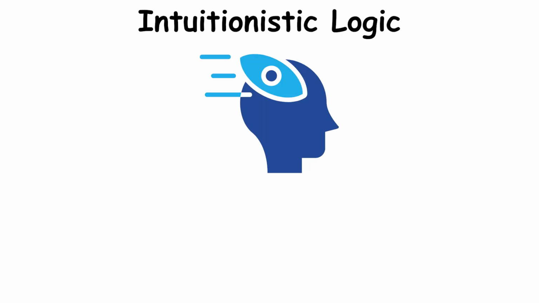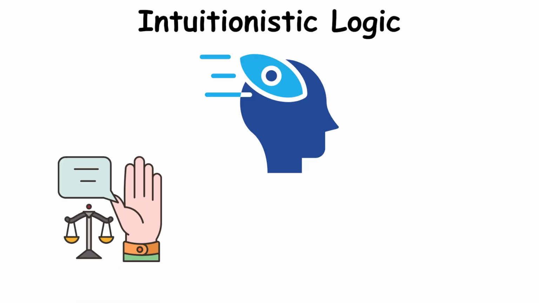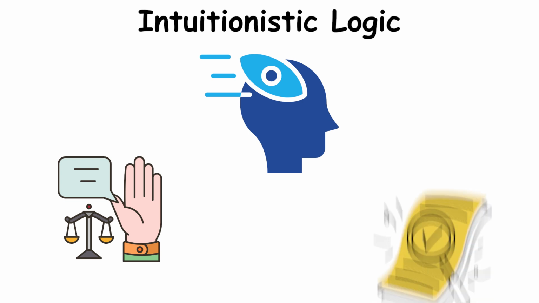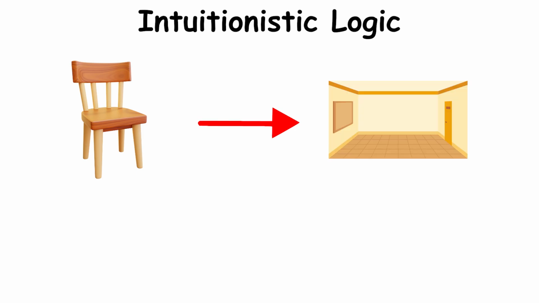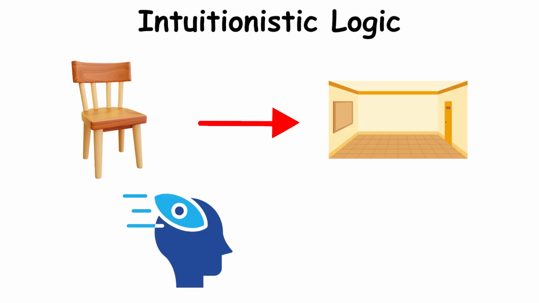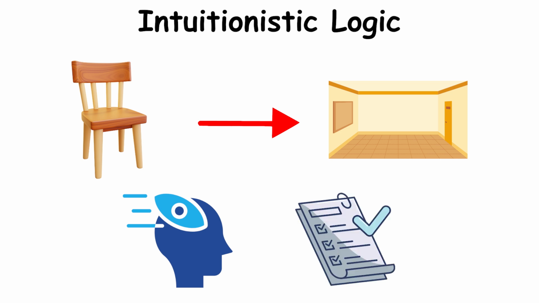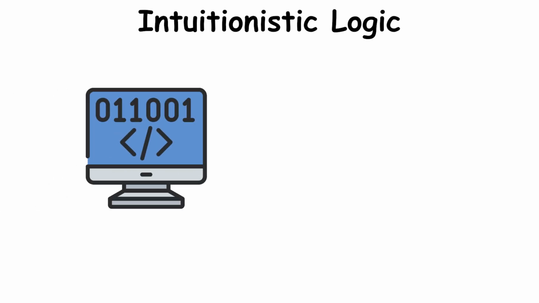Intuitionistic logic challenges the idea that truth is just something you can declare. It suggests that truth only exists when you can construct a proof of it. Example: suppose someone says, "There is a chair in the room." In intuitionistic logic, the statement doesn't count as true unless you can prove that chair exists by constructing a proof of its presence.